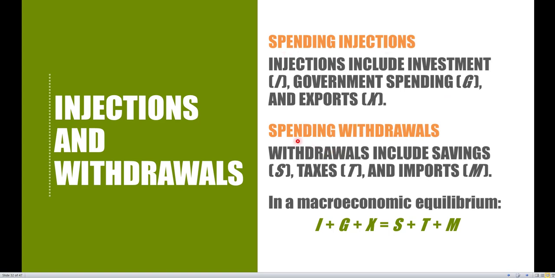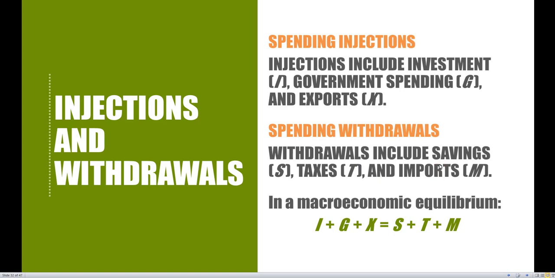On the other hand, we have spending withdrawals. They include savings, taxes, and imports. If we increase any of these variables, S, T, and M, we're actually taking money away from the economy. So the higher the savings rate, the higher the taxes, the more imports that we have, money is actually flowing away from our nation.